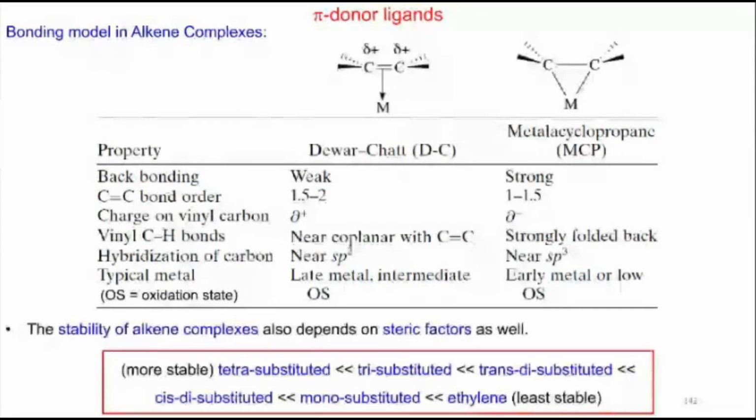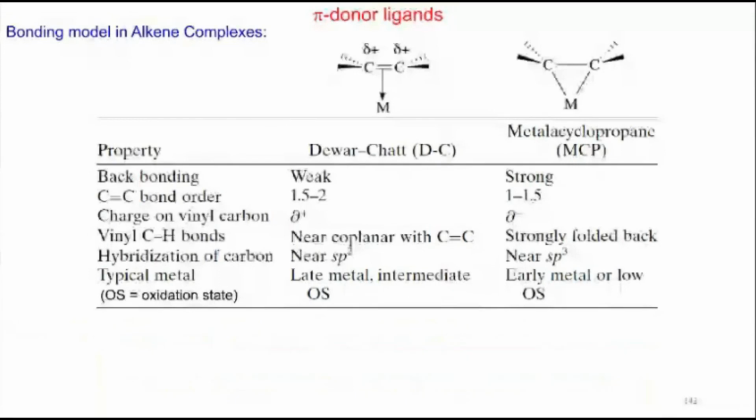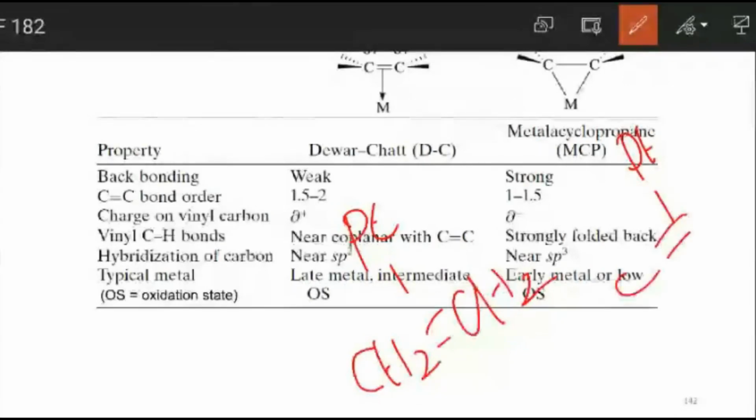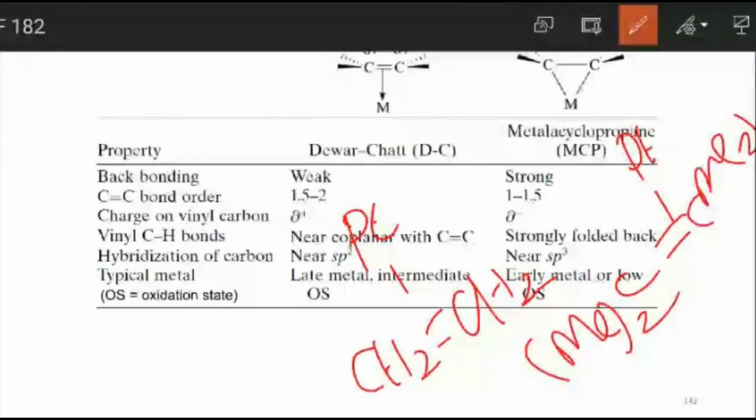And another interesting aspect is stability. I can ask you a small question: which will be more stable? If I give an example, you have platinum attached with a CH2=CH2 simple olefin, or platinum attached with tetramethyl ethylene, Me2C=CMe2. Which will be more stable: the tetramethyl ethylene containing platinum complex, or the simple ethylene complex? Platinum with only ethylene, or platinum with the tetramethyl ethylene ligand, which will be more stable?